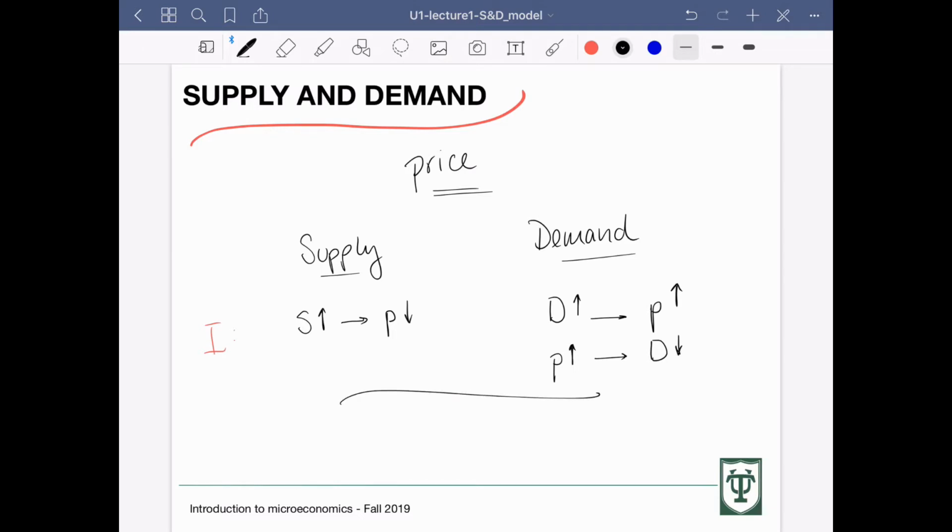This model also assumes that all markets clear. In this model, when there is equilibrium, supply meets demand and all markets clear. There is no extra production that is unsold, and there is no excess demand, people that actually wanted the good and could not get it.